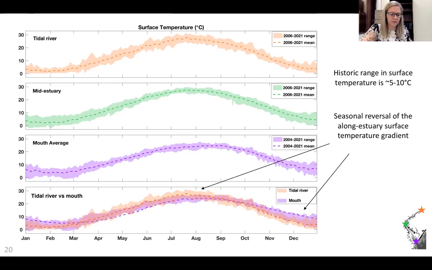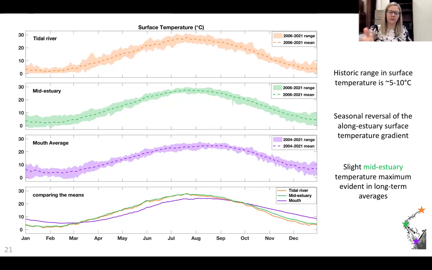But the real interesting part is when you overlay the tidal river data and the mouth data, and the seasonal reversal in the along-estuary surface temperature gradient is really obvious this way. Here in the summer, you see the tidal river being much warmer, and in the winter, you see the mouth being considerably warmer.